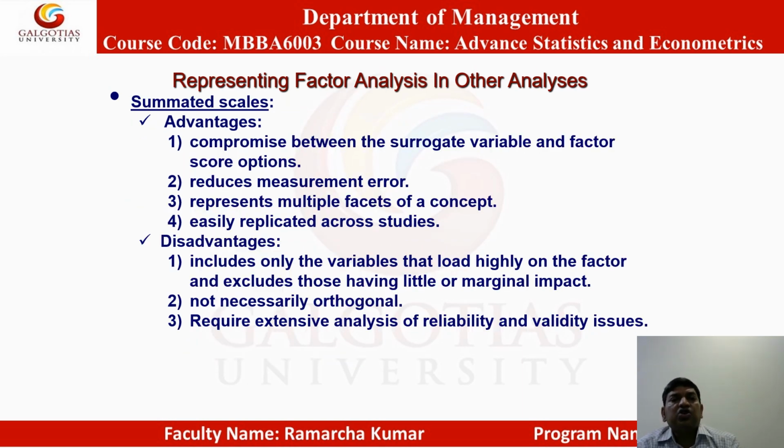Summated scale. The advantages are, first, a compromise between the surrogate variable and factor score options. Second, it reduces measurement error. Third, it represents multiple facets of a concept. Fourth, it is easily replicated across studies. Disadvantages: it includes only the variables that load highly on the factor and excludes those having little or marginal impact. Second, it is not necessarily orthogonal. Third, it requires extensive analysis of reliability and validity issues.